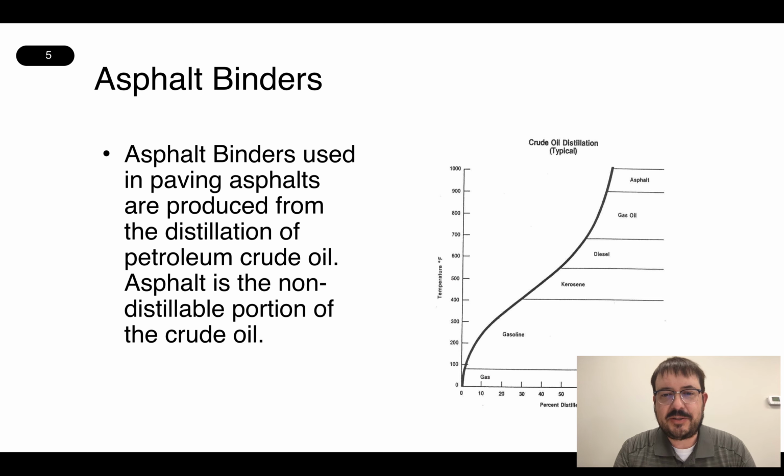The schematic shows the different temperatures at which molecules are recovered during the distillation process in a refining operation. So as the temperature is increased, the refinery recovers the lighter molecules. So first is the gas cut, followed by the gasoline cut, followed by heavier cuts of the crude oil, including kerosene, diesel, and gas oils. The asphalt binder is the heaviest part and is the residual, or the bottoms as it's often referred to, during the distillation process.